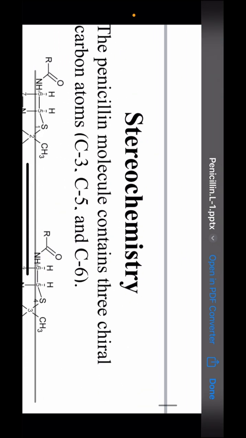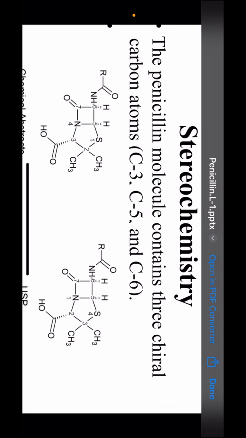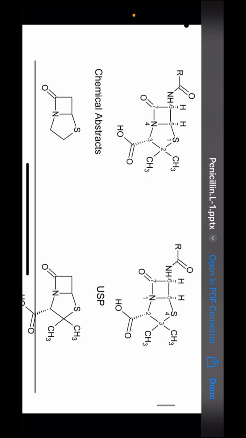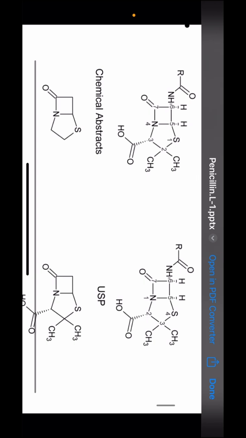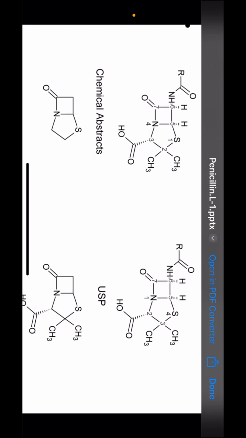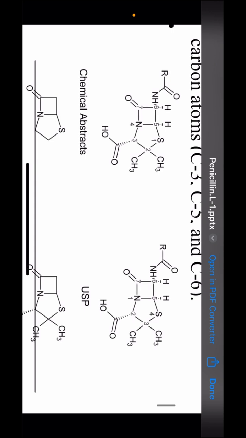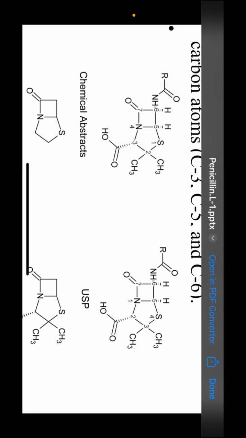The penicillin molecule contains 3 chiral carbon atoms, at C3, C5, and C6. We have two naming systems, the Chemical Abstracts naming system and the USP naming system. Accordingly, the 2 position is equivalent to the 3 position of the Chemical Abstracts system, and the 4th position is the 1 position. In the Chemical Abstracts system we start the nomenclature with sulfur, whereas in the USP system we start with nitrogen. In the structure, at the 2 position we have a carboxylic acid group, at the 3 position we have a dimethyl group and a chiral carbon. At the 6th position we have an amide linkage, RCONH.